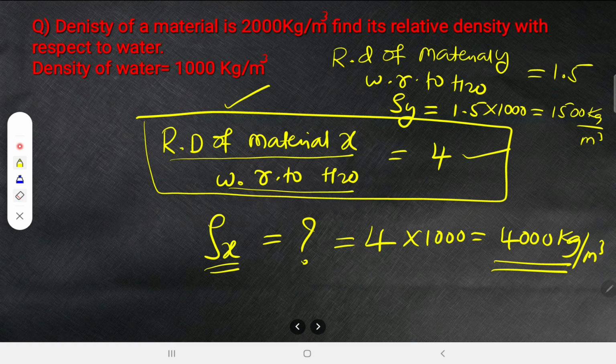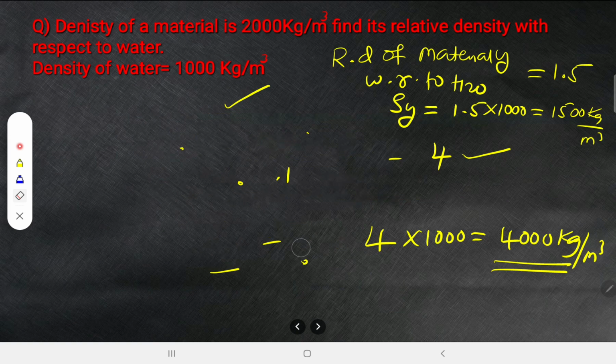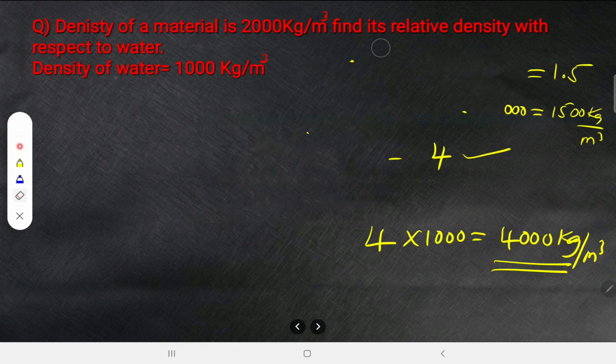Please make a note of this and let us go to the numericals section, and let us solve some numericals. Please pause the video and make notes of all these things, whatever I have written, because I am rubbing them off. Pause the video and make notes on this.